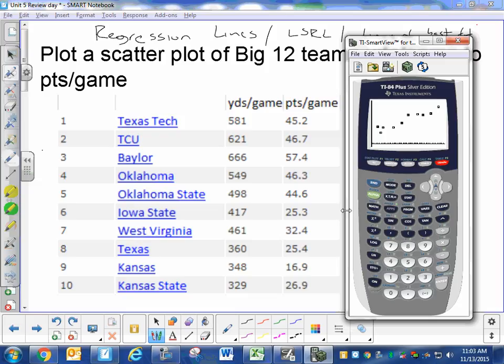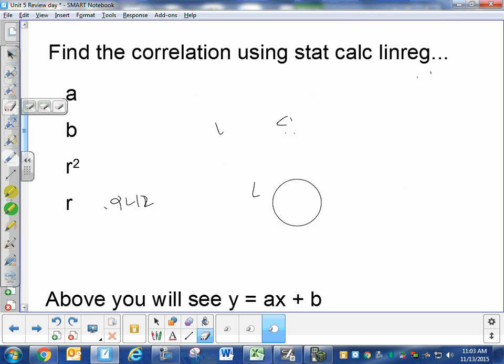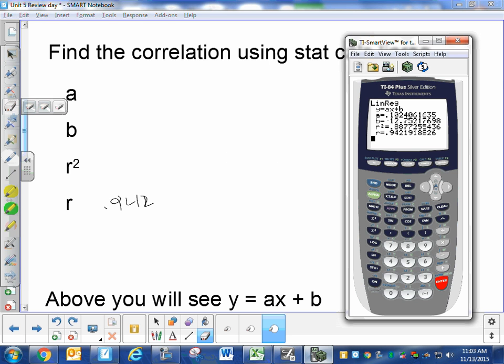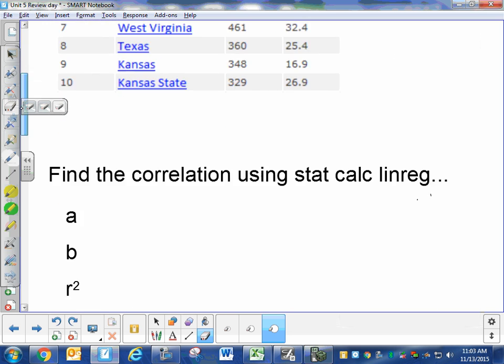And then I can calculate my correlation by going to stat, calc, lin reg, which is 4. This is the linear regression. And we get R, but we get other stuff. Our calculator says the linear regression y equals ax plus b is a is 0.102406, b, the last point was 26.9 for 329.